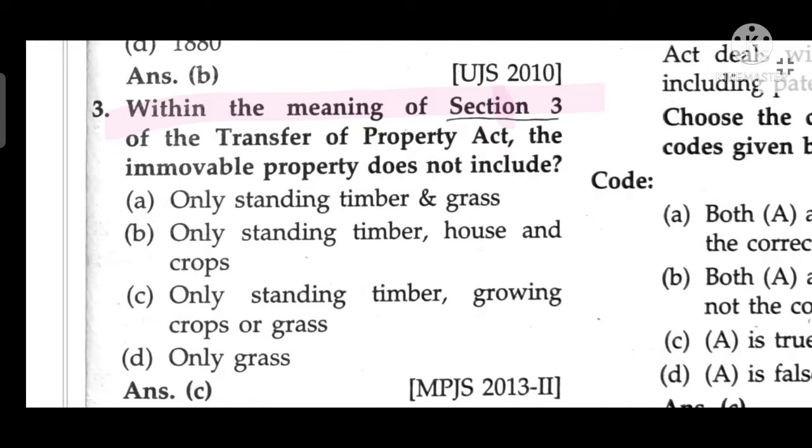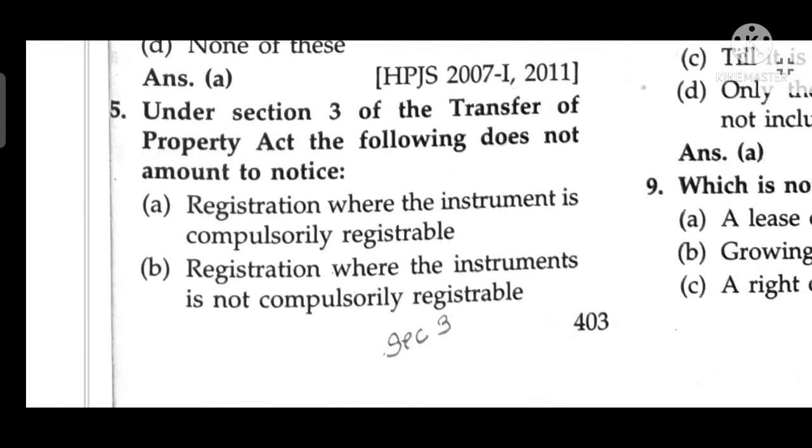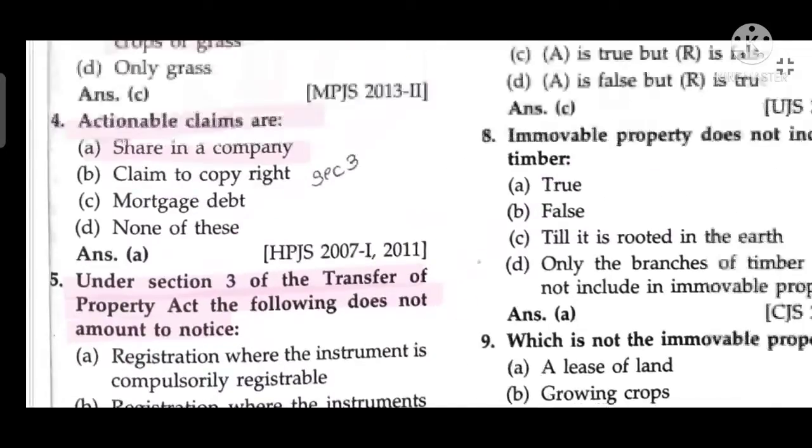Within the meaning of Section 3 of the Transfer of Property Act, immovable property does not include standing timber, growing crops, or grass. Actionable claims, shares in a company. Under Section 3 of the Transfer of Property Act, the following does not amount to notice.